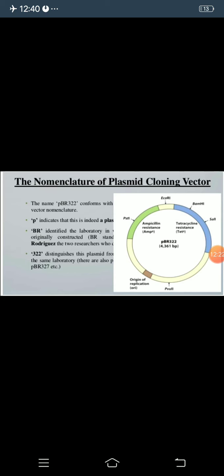So we are going to study this pBR322. What is the basic size? 4361 base pairs in size. It has two selectable markers, two antibiotic resistance genes, ampicillin resistance and tetracycline resistance. In these genes there are many cloning sites present, and the origin of replication is also present.